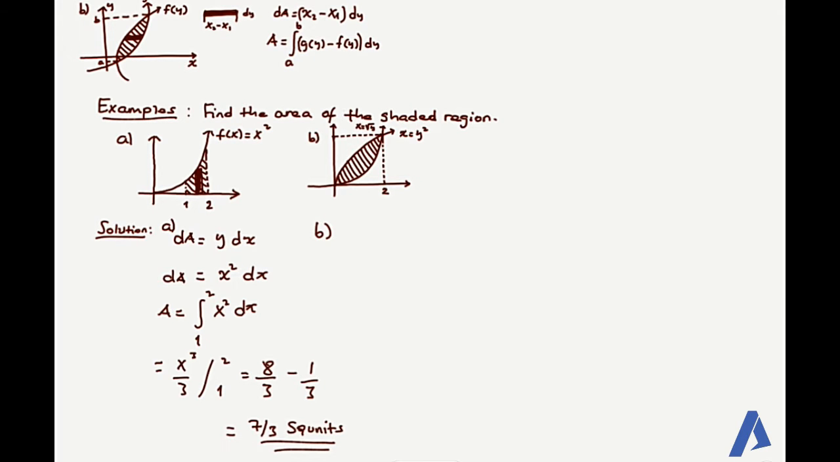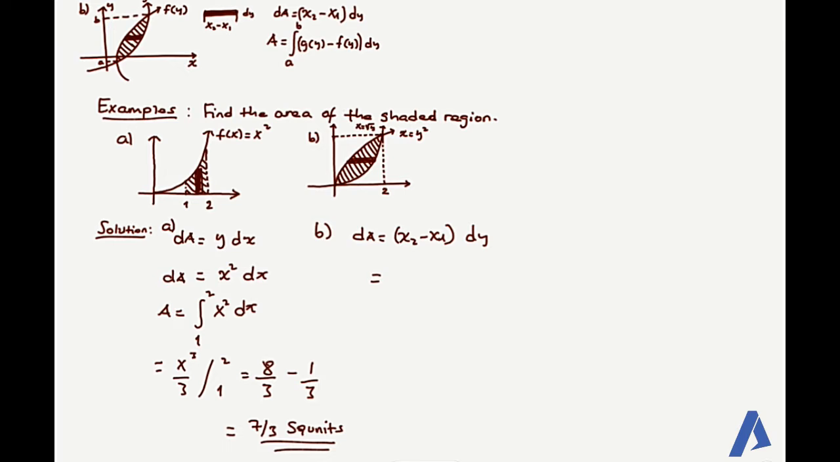In the case of b it's the area between two curves. ሶስተኛው ኬዝ ማለት ነው። Either horizontal strip መውሰድ እንችላለን vertical strip መውሰድ እንችላለን። In this case ግን horizontal strip እንውሰድ። The differential area of this horizontal strip is equal to the horizontal distance which is x2 minus x1 multiplied by the differential distance in the y direction which is dy.